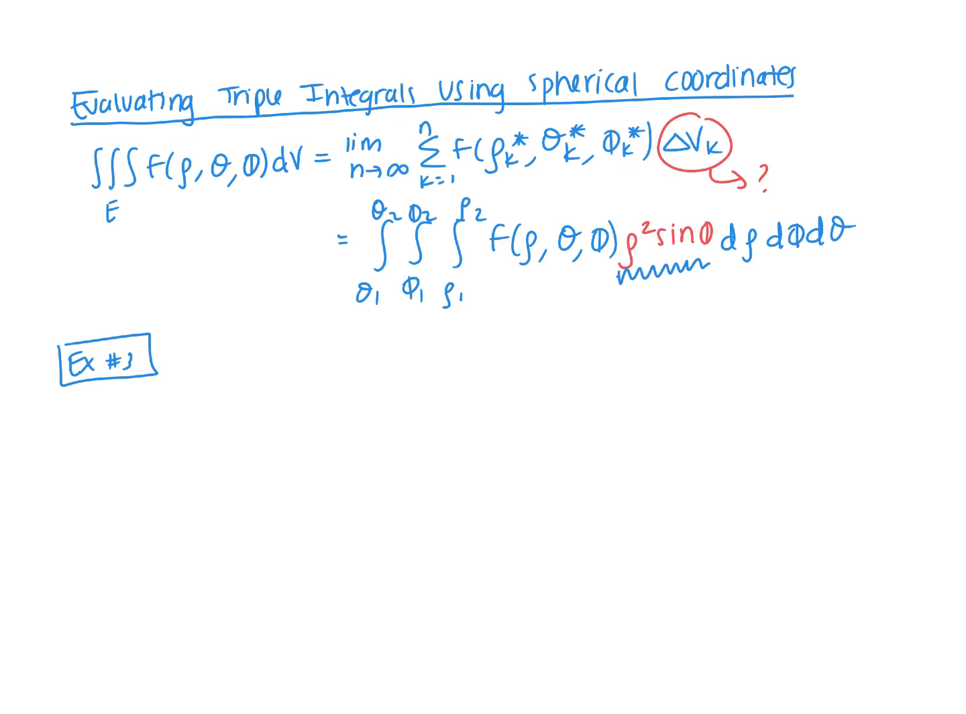So let's look at an example. We are going to evaluate the triple integral over the solid B of e to the power (x squared plus y squared plus z squared) to the power 3/2 dz dy dx, where B is the unit sphere.